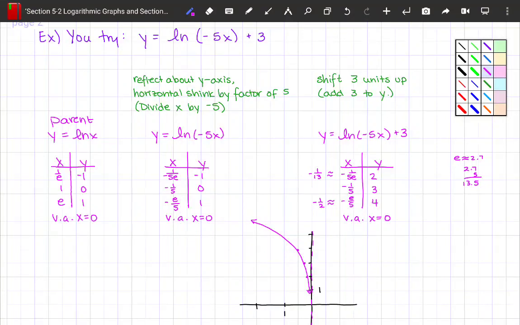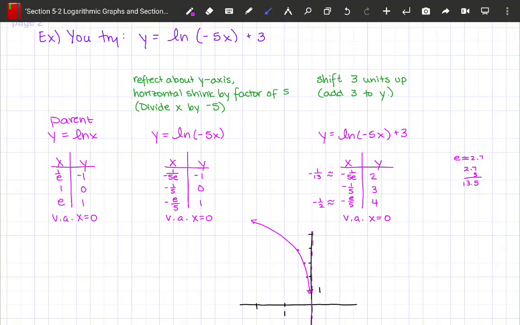So this is what you should have. It gets a little tricky with e. So remember, natural log has a base of e. So I just go ahead and work with it all throughout. At the end, I find approximations to help me graph, so I'll explain that.